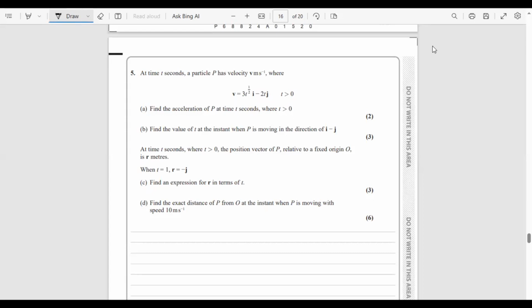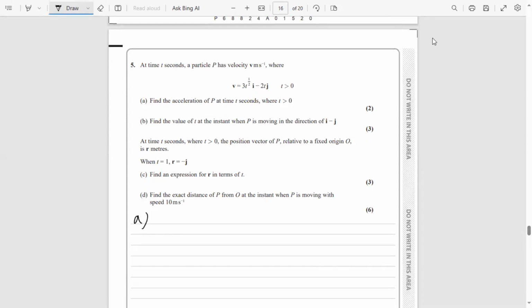So this question here, we've got at time t seconds, a particle P has a velocity v, where the velocity is given by this vector here. So 3t to the power of a half in the i direction, minus 2t in the j direction. So we've got a vector. We want to find the acceleration of the particle at time t seconds. So obviously, I guess the first thing to remember is that acceleration is a vector. So the final answer will be a vector.